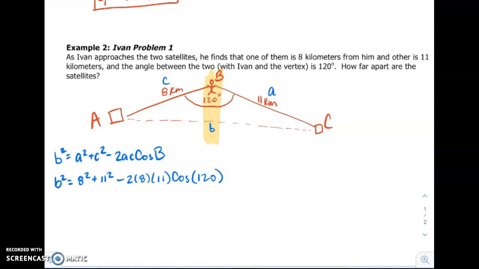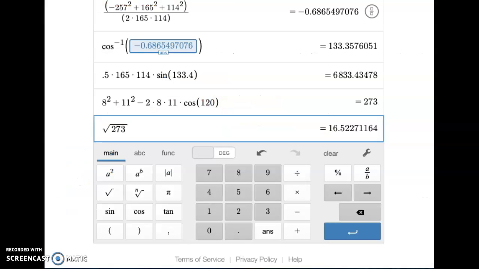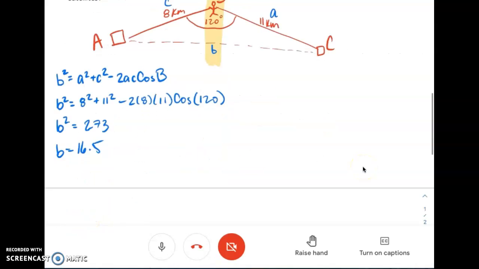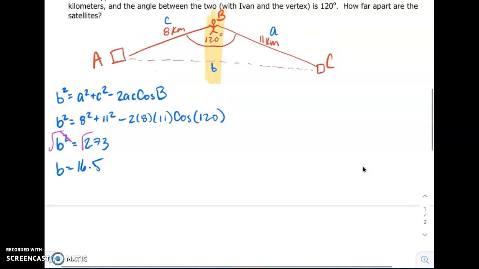So looking back here, I got b squared was, what did we have? 273. And then what we needed to do was take the square root of both sides. So we square rooted this to get rid of the square, and that's how we're getting 16.5, which makes more sense with the other measurements that we have in the picture. So B is 16.5 kilometers, and that is the distance apart from the satellites.